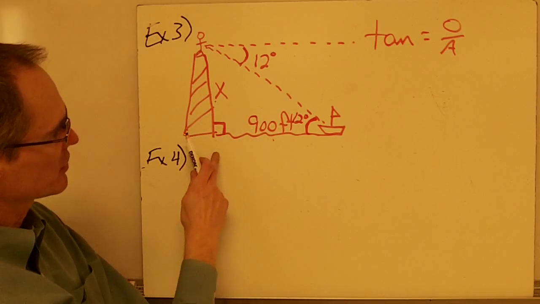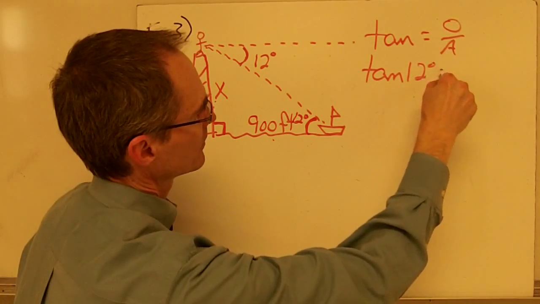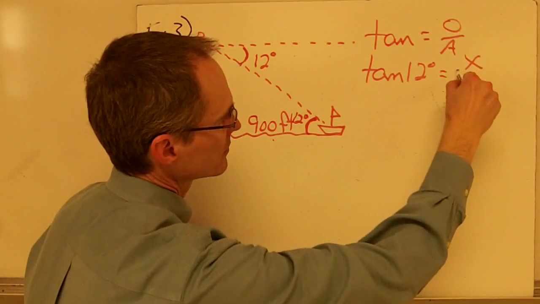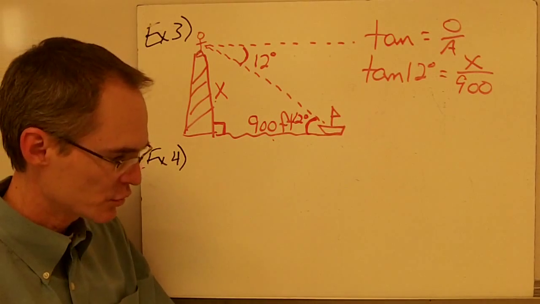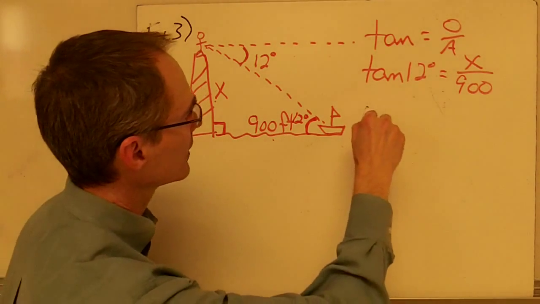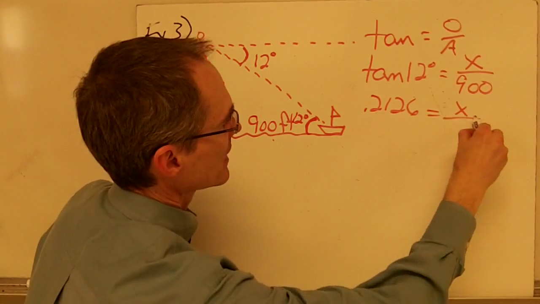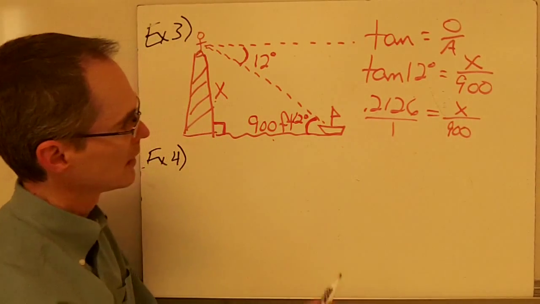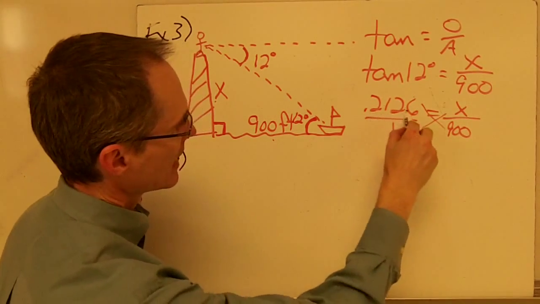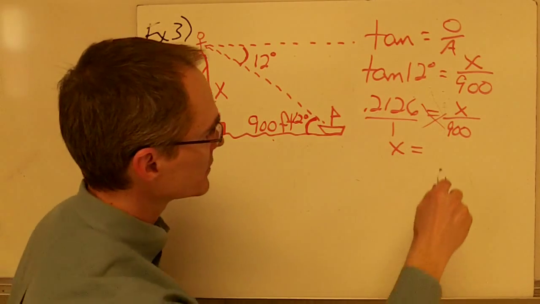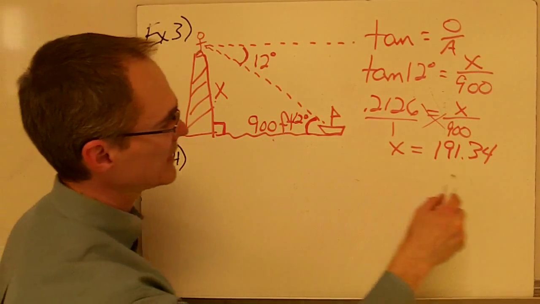Now I can just fill in the information here from my right triangle. Tangent of what angle? 12 degrees. Equals opposite, which is x, over adjacent, which is 900. And again, I punch tangent of 12 degrees into my calculator. I get 0.2126. That equals x over 900. Again, I've got a proportion. I can cross multiply and solve my proportion. 1 times x is x. And 0.2126 times 900 is 191.34 feet.